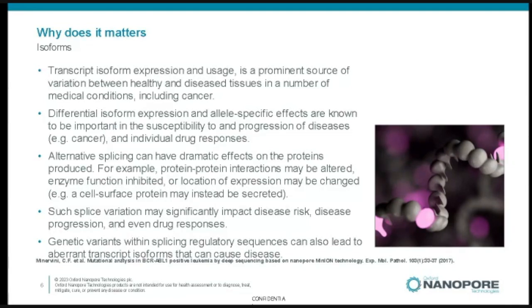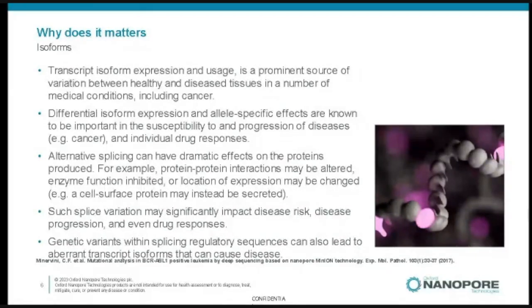Number one, transcript isoform expression and usage is a prominent source of variation between healthy and diseased tissues in a number of medical conditions, including cancer. Number two, differential isoform expression and allele-specific effects are known to be important in the susceptibility and progression of diseases, again cancer, as well as individual drug responses.